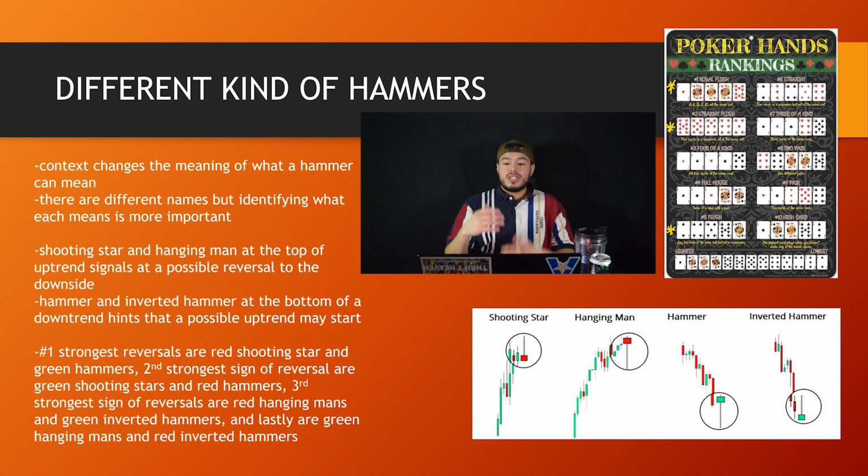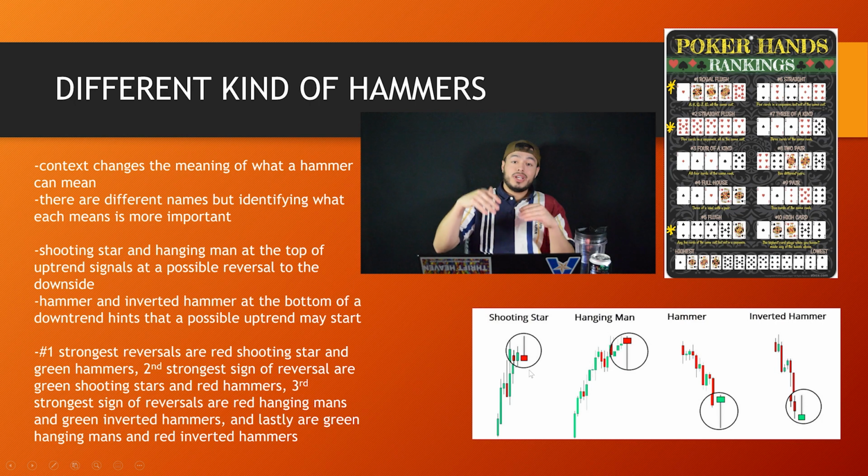Just like in poker, there are different strengths to these. Some of them are more convincing than the other ones. Just like the royal flush is way stronger than the two of a kind, the shooting star is way stronger than a hanging man in an uptrend. Context does matter for these as well. In an uptrend, the red shooting stars are stronger than the green shooting stars. The green shooting stars are stronger than the red hanging men, and the red hanging men are stronger than the green hanging men. Let me explain why.